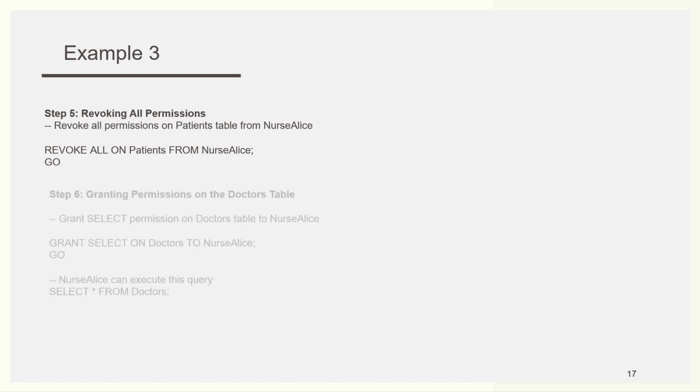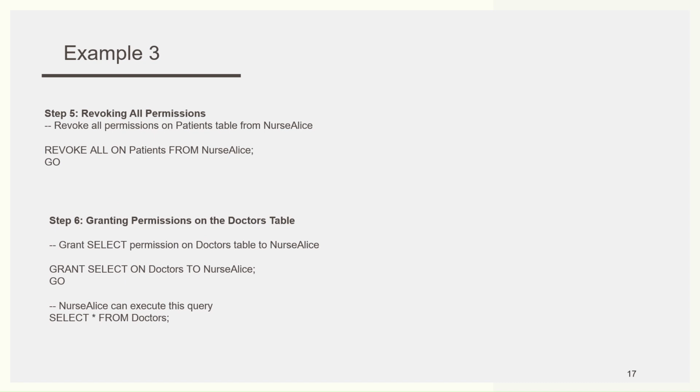Let's move on to step 6, granting permissions on the doctors table. Let's also say that nurse alias should have select permission on the doctors table to view doctor information. Now nurse alias can execute queries on the doctors table. Nurse alias can execute this query: select all from doctors. Here is the summary of what you learned in this video.